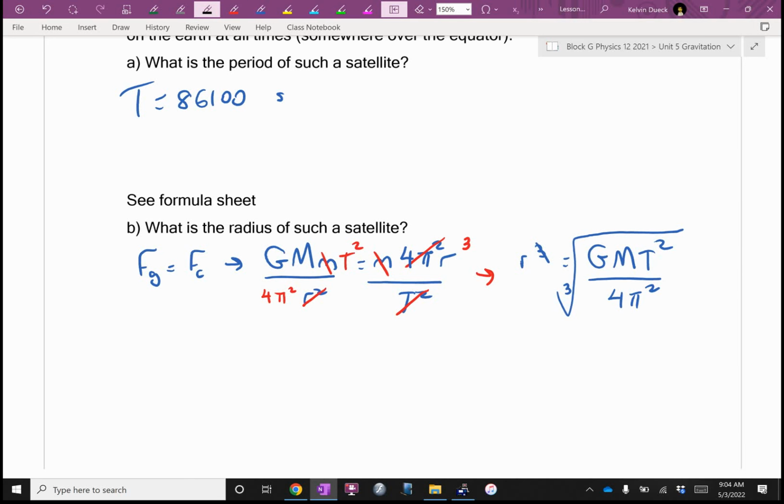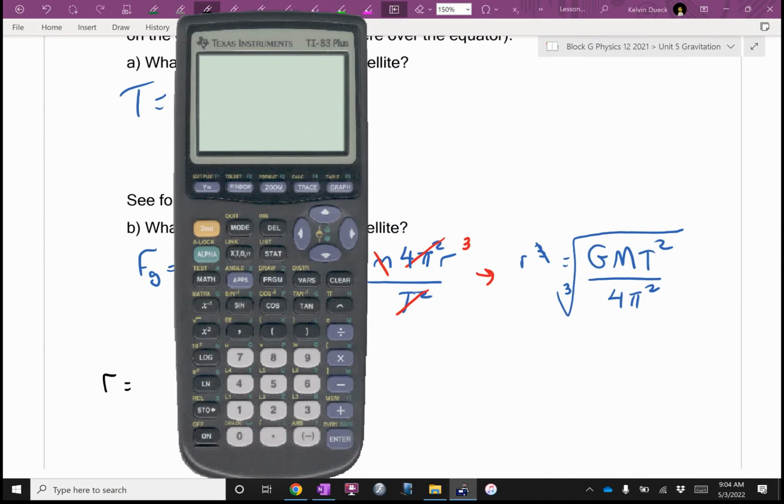Let's see if we can go straight to the answer without writing out the numbers. It's going to be big G, 6.67 times 10 to the negative 11, mass of the Earth, which I think is 5.98 times 10 to the 24th, times 86,100 squared, divided by bracket 4 pi squared. And then I got to go hunting for my cube root button, which on my calculator is there.